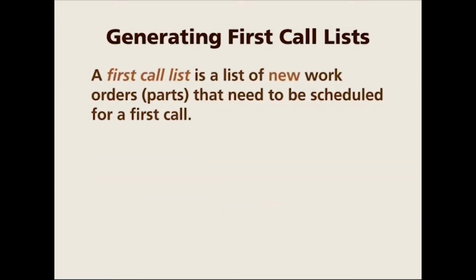Let me define what a first call list is. A first call list is a list of new work orders or parts that need to be scheduled for a first call. Now, in your firm, you might have a different way of finding out what locations to call by expediters, but I just wanted to show you one way to figure out what work orders to work on first to generate a first call.